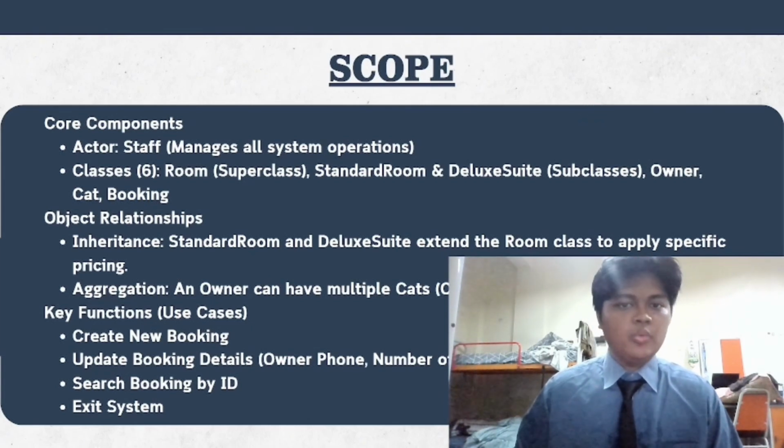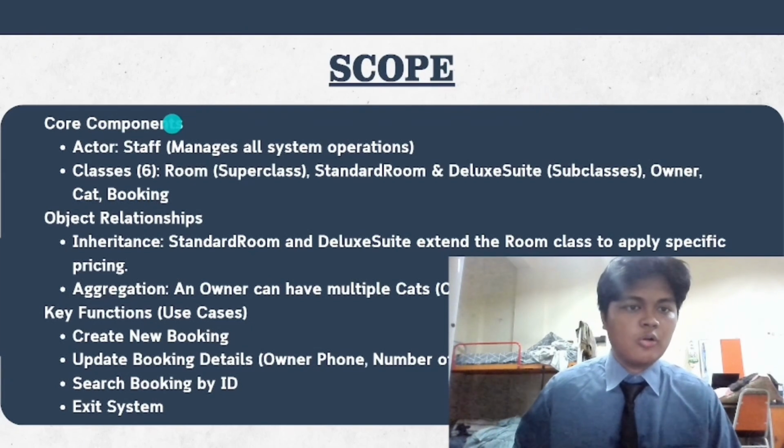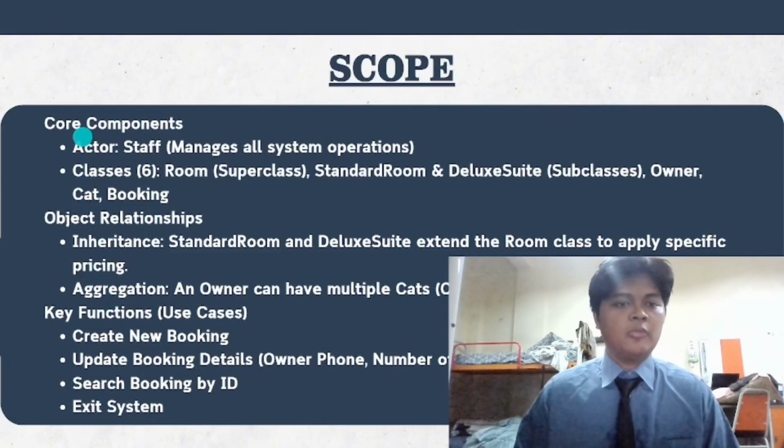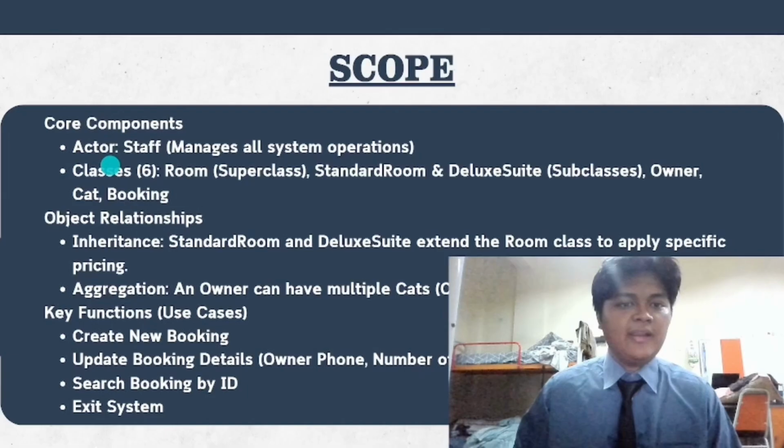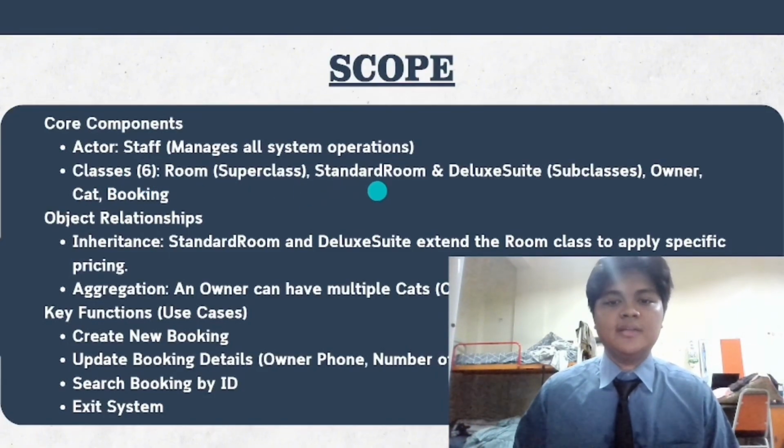In the scope, we have 3 elements, which are core components, object relationship, and key function. For the core components, we have the actor, which is staff. Staff can manage all system operations. Second, we have classes, which is 6 classes: Room as a superclass, standard room and deluxe suite as subclasses, owner, cat, and booking.